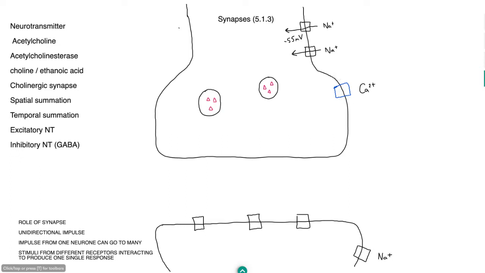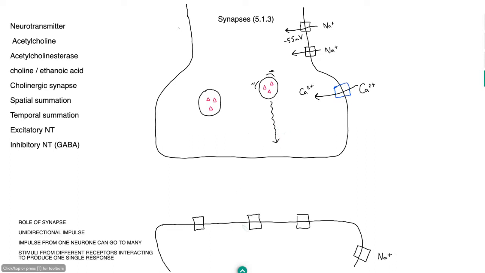This is a calcium ion channel. And again, it's voltage gated. So if we get to the threshold of minus 55, then calcium ions are going to diffuse in. What calcium ions do is cause these vesicles here to start to move. So just starting to move now, and they will move towards the end of the axon terminal.